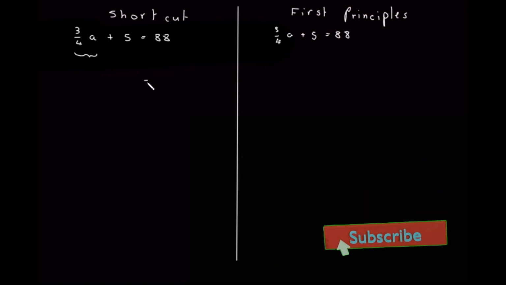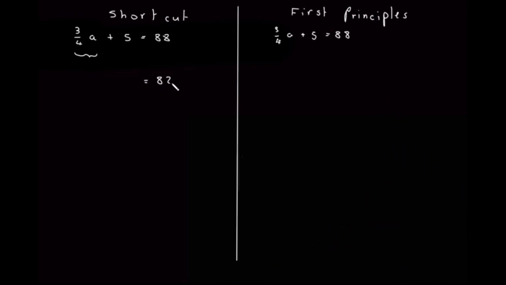Now, as I explained in the previous video, there's your 88. Take the 5 over to the other side. So move the number first, then think about the sign. It is plus on the left. You do the opposite action when you move it across, so it becomes minus. That will leave you with 3 over 4 times A. First principles. 3 over 4 times A.